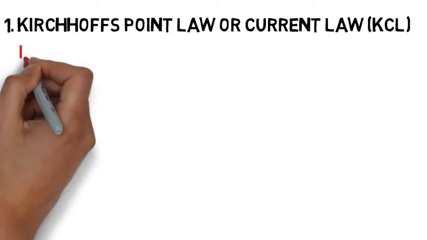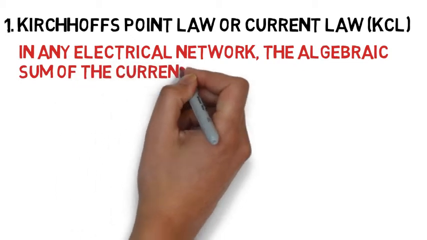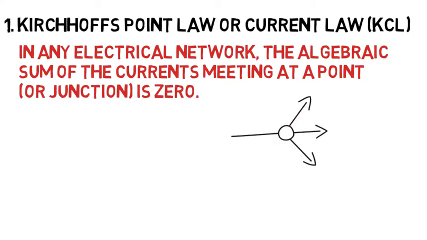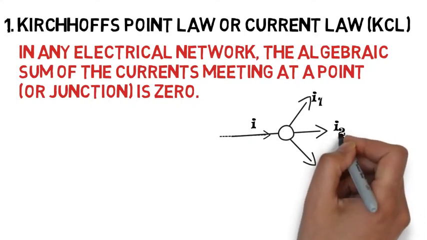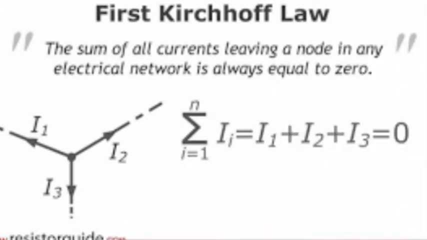Kirchhoff's current law: in any electrical network, the algebraic sum of the currents meeting at a point is zero. We can state it in many different ways. First, the sum of current entering a node must equal the sum of current leaving the node. Looking at the diagram, if the current I enters a node and the leaving currents are I1, I2, I3, then the summation of I equals 0, or the summation of I in equals the summation of I out on a node.